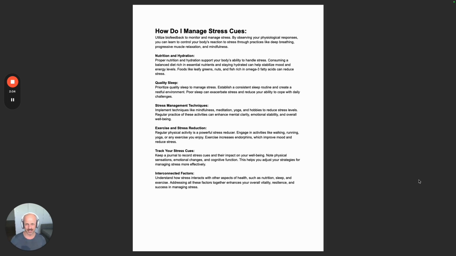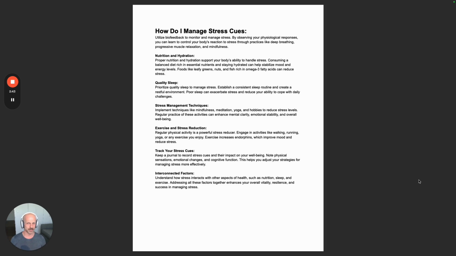Let's start with nutrition and hydration. Proper nutrition and hydration support your body's ability to handle stress. Consuming a balanced diet rich in essential nutrients and staying hydrated can help stabilize mood and your energy levels. Think of foods like leafy greens, nuts, and fish rich in omega-3 fatty acids because they can really help reduce your stress. Having a healthy gut biome is very important here. Your serotonin levels are directly related to how healthy your gut is. The more variety of foods that you eat, the healthier gut biome you're going to have. The healthier gut biome you have, the better your serotonin levels will be.